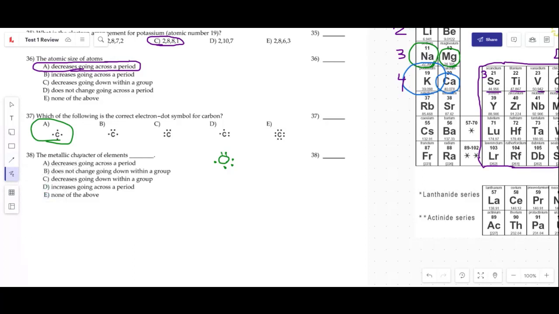Now, what about the metallic character of elements? Elements become more metallic, more metal-like as you go where? It increases. D. I'm sorry, I can't quite hear you. Is it D? Increases going across a period, like we said just now? Actually, that's not quite right. So if we look at the periodic table, let's take a look.